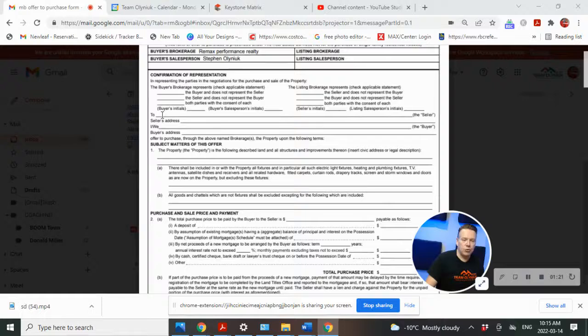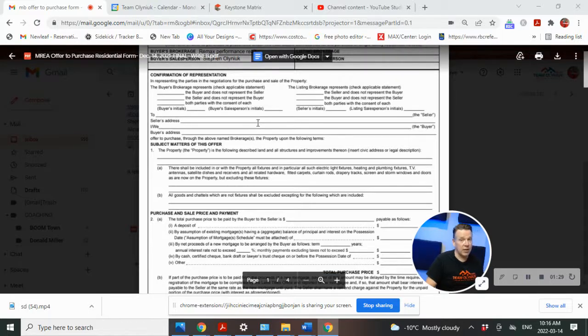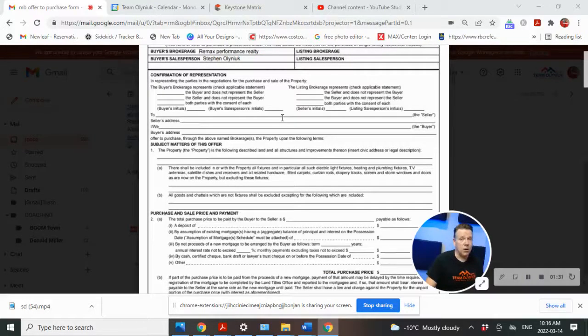Now, 2, this is meaning who the seller is. So that'll be the name of the seller and the address of the seller. Address of the seller can be different than the actual place that's being sold. Let's say it's a rental property, or their partnerships in a house. They may not live at that house, so their address can be different. You as the buyer, your name would go right here, and then your buyer address.